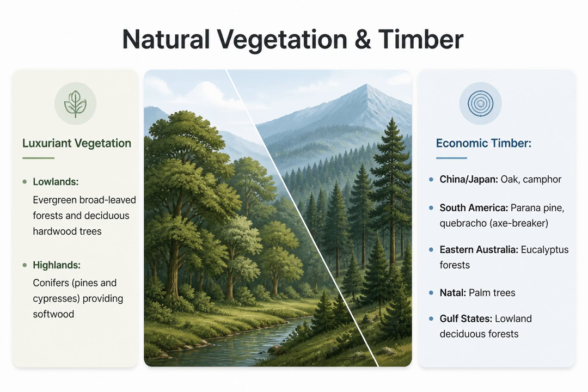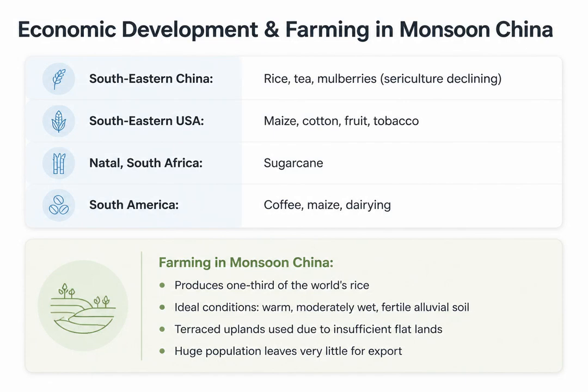China and Japan harvest oak and camphor. South America yields the Parana pine and the incredibly hard quebracho wood, literally meaning axe breaker. Australia is famous for its eucalyptus, while Natal features palm trees and the Gulf states have extensive deciduous forests. This generous rainfall makes these regions agricultural powerhouses, supporting incredibly dense populations.